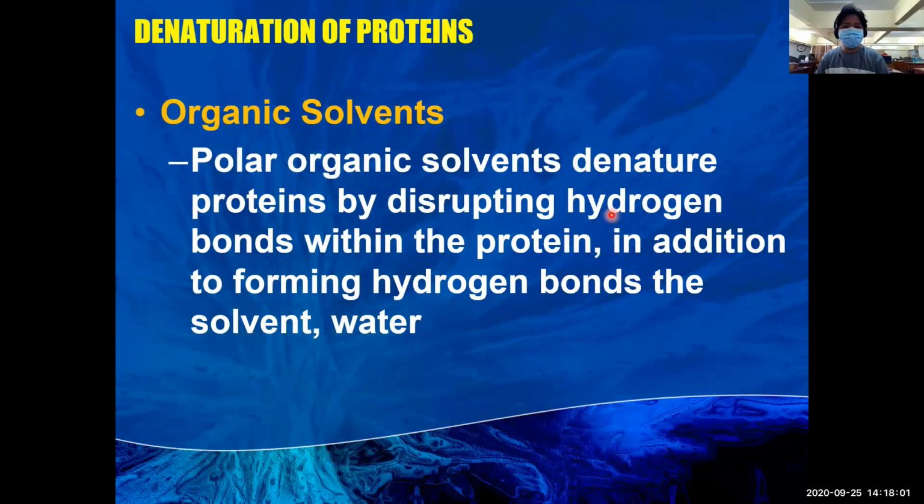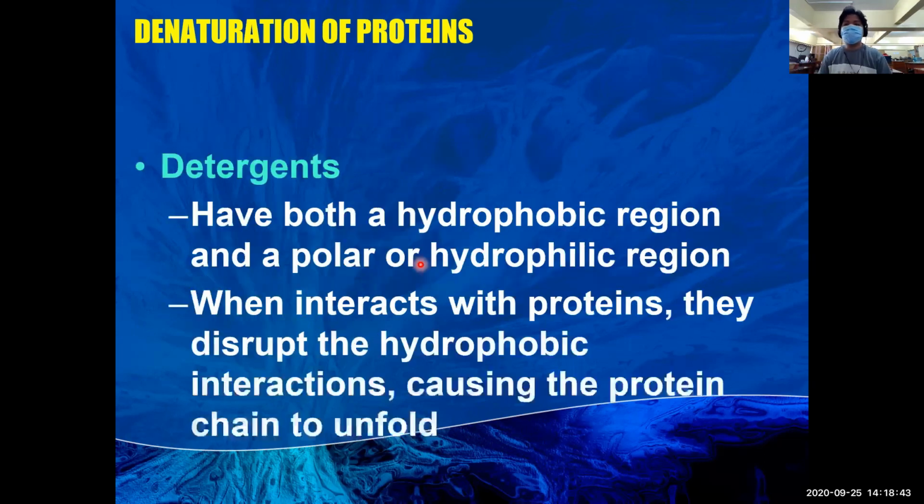Organic solvents are also a denaturing factor. Polar organic solvents can denature proteins by destroying their hydrogen bonds. By destroying their hydrogen bonds, they will of course change the structure of the protein. And in addition to forming hydrogen bonds, the solvent, which is the water of course.